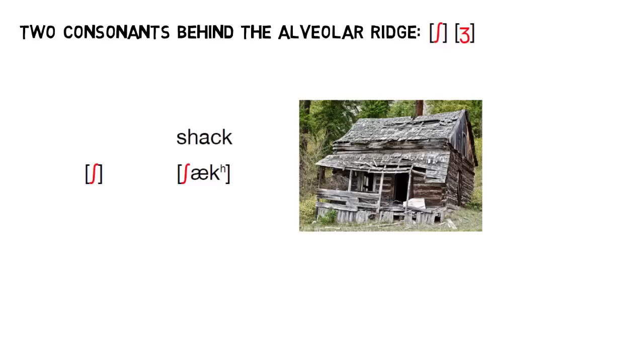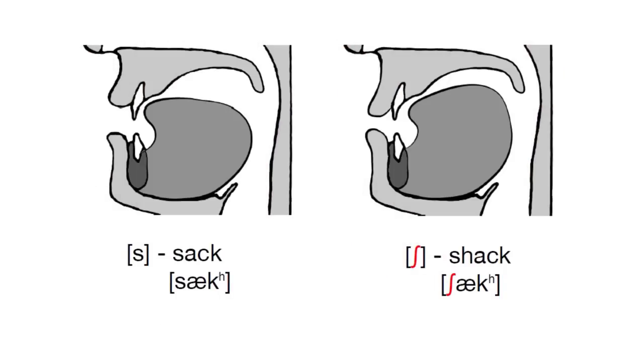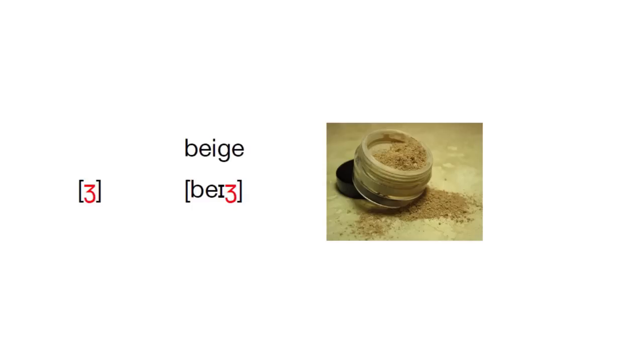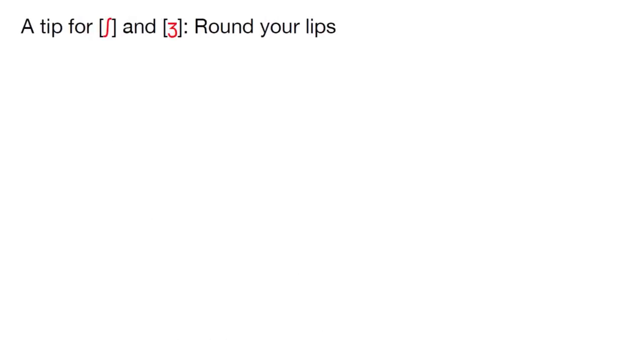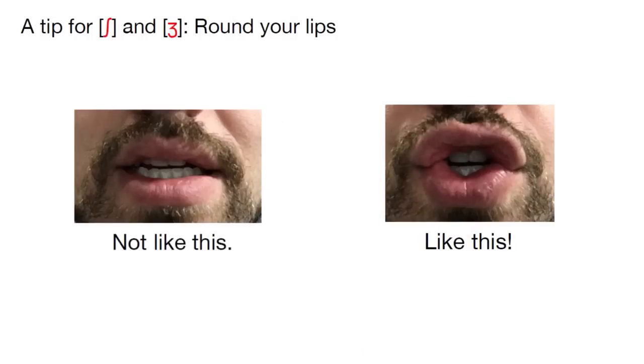Sh, as in shack, is made with the tip of your tongue just a bit behind your alveolar ridge. Sh, shack, which you could compare to s, sack, sack, shack. There's a voiced version of this, zh, as in beige, which you can find in the exact same way. Zzz, beige, zh. One little nuance I'll add for these two consonants is that you'll make these sounds a little more accurately if you also round your lips just a little bit. It's not sh, it's sh with rounded lips.